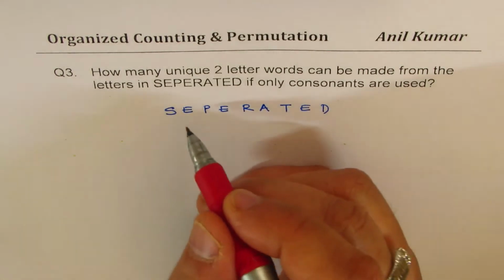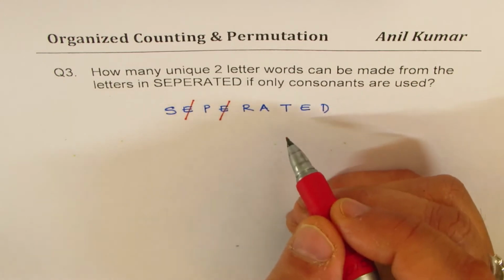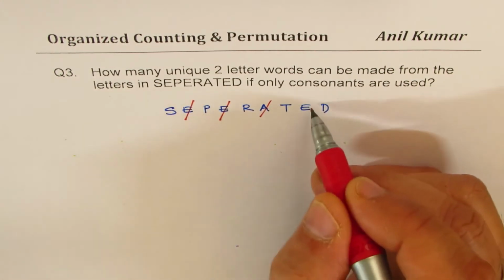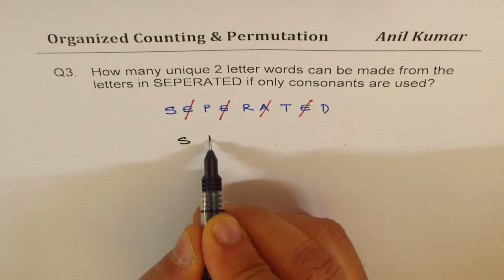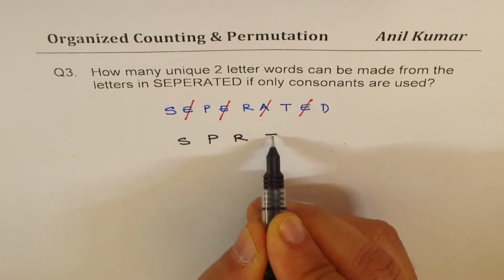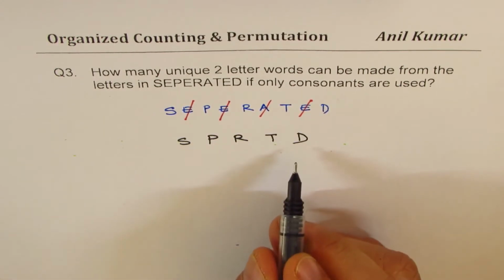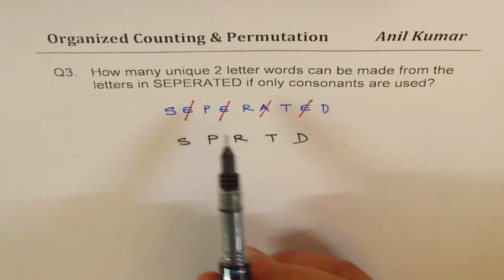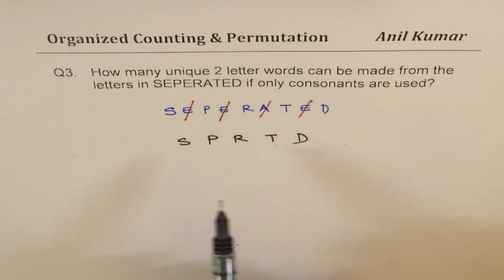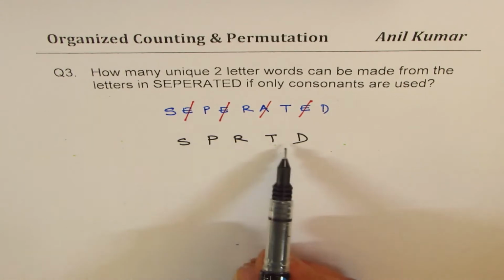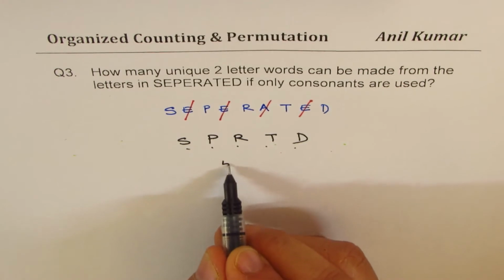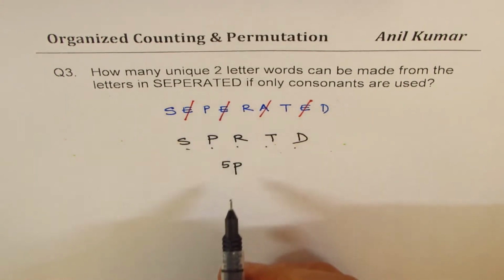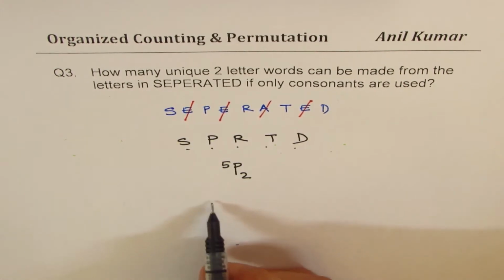That means vowels will be excluded. So we'll exclude A-E-I-O-U, right? So these will be excluded. So we are working with only S, P, R, T, D, right? So these are the consonants. Now, how many unique 2-letter words? So they are all no repetitions, right? So 1, 2, 3, 4, 5. So the answer is 5P, and we need 2-letter words, 5P2. That is the answer, right?